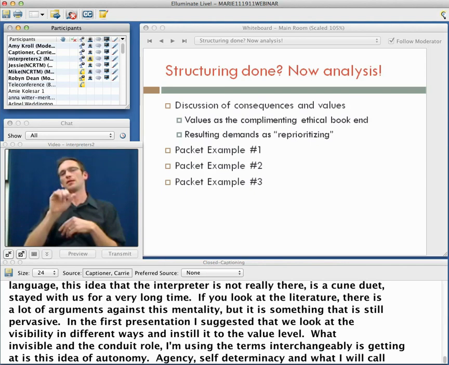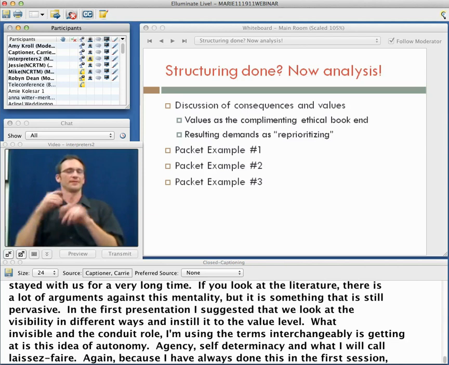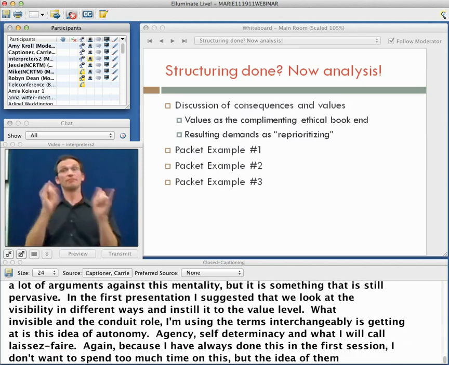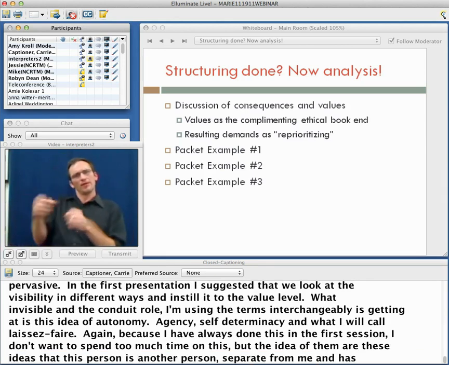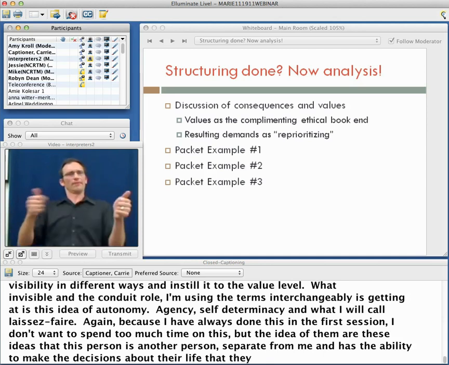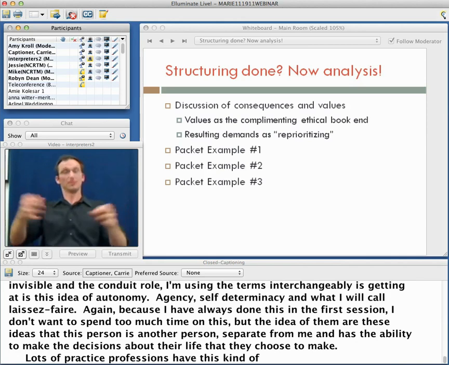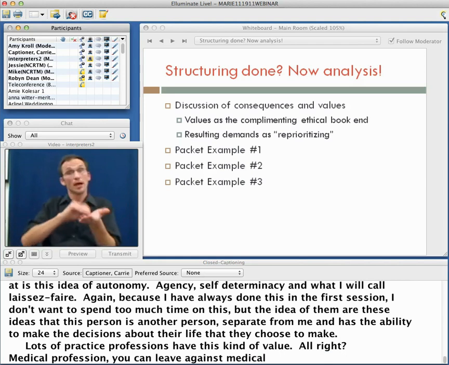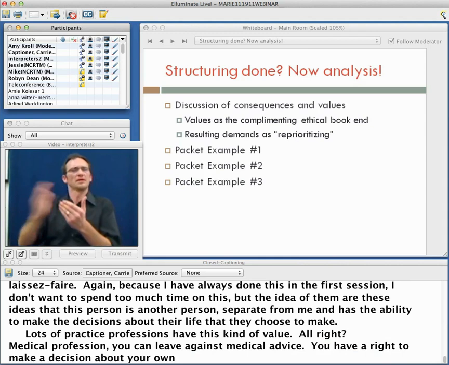And again, because I've already done this in the first session, I don't want to spend too much time on this. But the idea of autonomy, agency, and self-determinacy are these ideas that this person is another person separate from me and has the ability to make the decisions about their life that they choose to make. Lots of practice professions have this kind of value. All right, in the medical profession, you can leave against medical advice. You have the right to make a decision about your own health care. Okay, so that's not a strange thing out there.